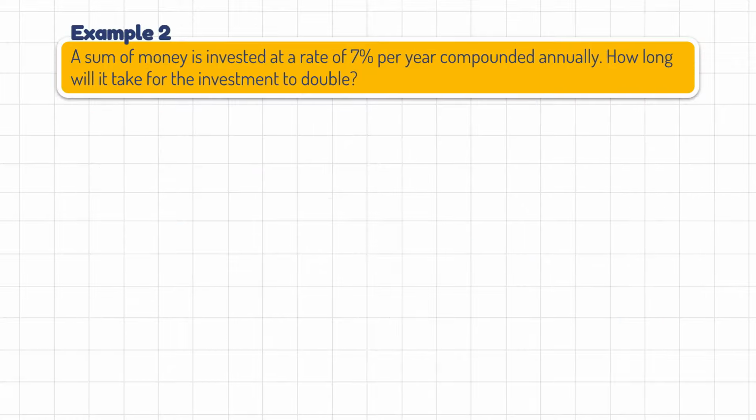Let's continue with example 2. Here we have a sum of money invested at a rate of 7% per year compounded annually. How long will it take for the investment to double? Let's assume a sum of money is P. P is equal to P itself.